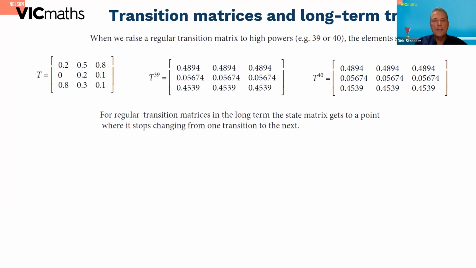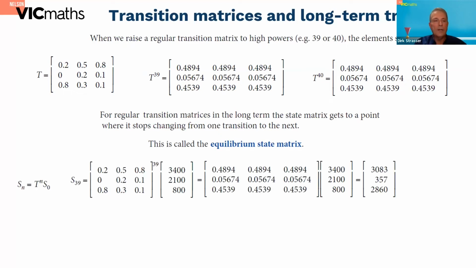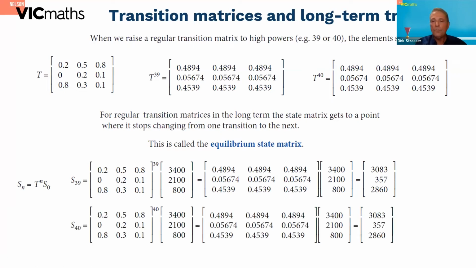So what really happens is that the state matrix gets to a point where it stops changing from one transition to the next, and that's called the equilibrium state matrix. Just if you want to see how that calculates, we've got an initial state matrix here, and we end up getting the same answer in the end. So we've got an equilibrium state matrix at the end there, where no matter how many times you keep going now, it's going to stay at that value.